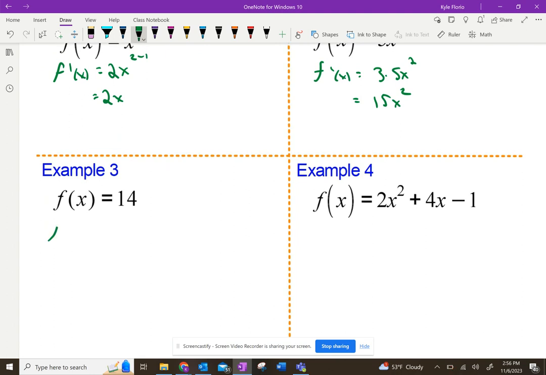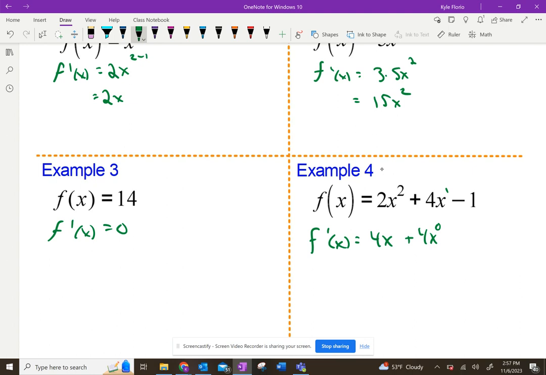This is a constant function. The derivative of a constant function is always going to be 0. And here, I have 2x to the second. So this exponent, I'm going to multiply this 2 by this 2. So we get 4x to the 1, or just 4x. The derivative of 4x, you can think of this as 4x to the 1. 1 times 4 is 4. X to the 1 minus 1. And 1 minus 1 is 0.